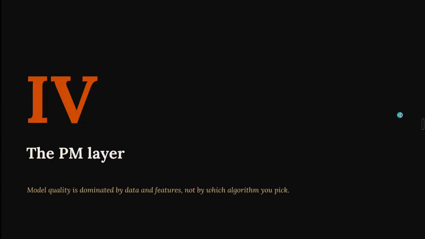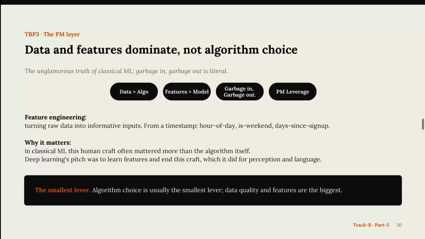We'll look at unsupervised learning more in the upcoming sessions. We'll look at reinforcement learning also. But for today, we come to the product management layer, how model quality is dominated by data and features. We need to understand this and not be overwhelmed by what algorithm to pick to solve the problem. Why do data and features dominate and not algorithms? Because data and features are required to train the model.